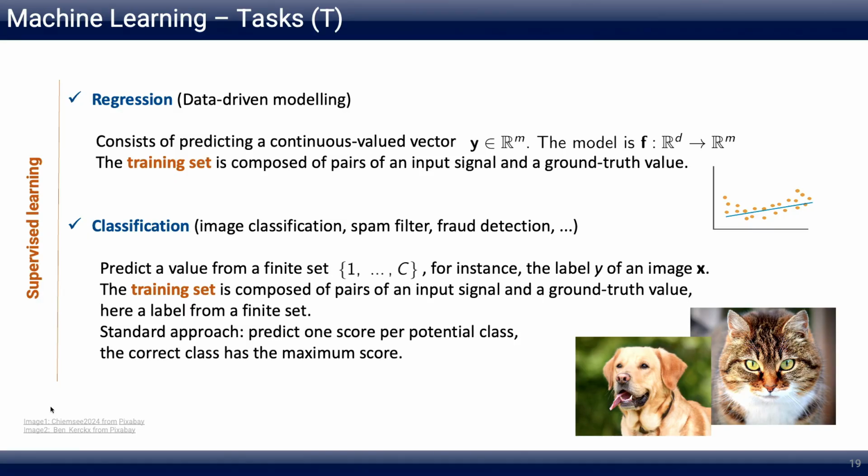What kind of task can you ask the machine to perform? The first one, classification, is the one that you have already seen, right? You have a finite set, and I want to provide a label, right?